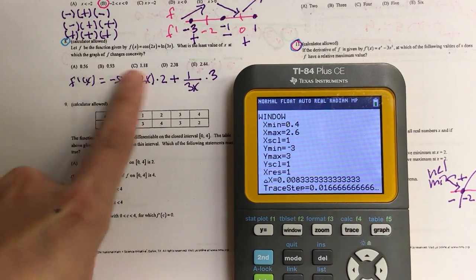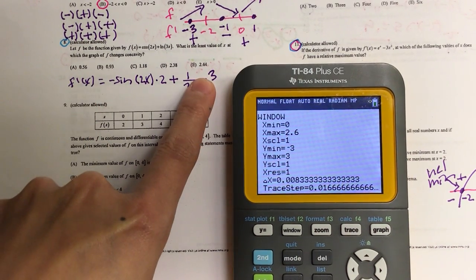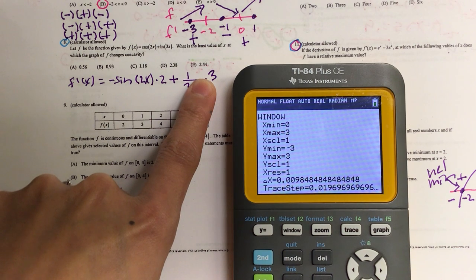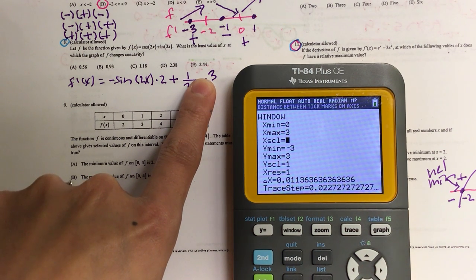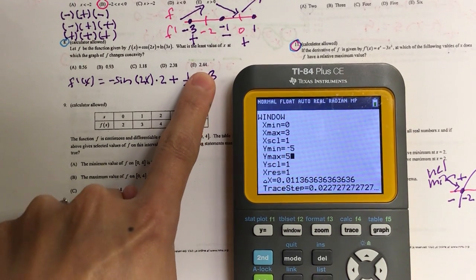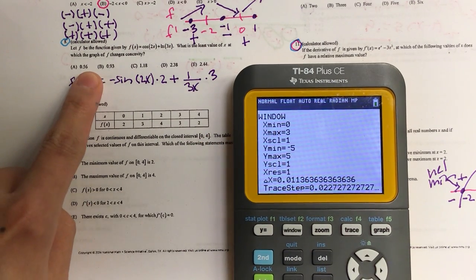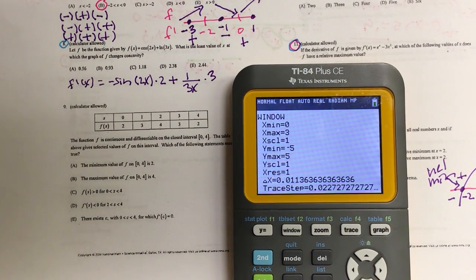Because my window is not showing everything from negative 10 to 10, I think it's safe to say from 0 to 3, since my highest number is 2.44. And maybe I can leave y as negative 5 and 5. So let's make x max the next whole number. My lowest number is 0.56, my next whole number is 0, okay? If you want to leave that as 10 and negative 10, that's fine.